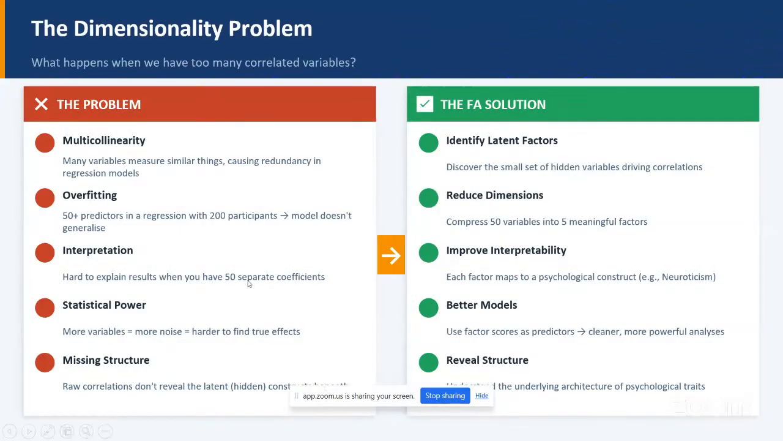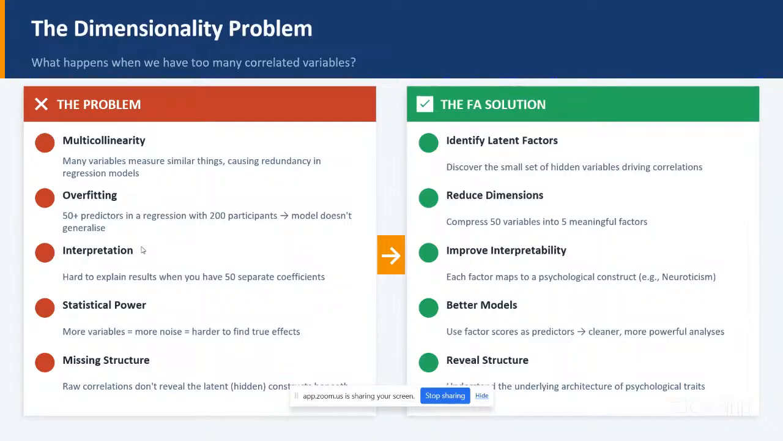So for making those kinds of groups, what can be the problems and what will be the solution we will be getting with factor analysis? So first problem is multicollinearity, that out of those 50 variables, it might happen many variables measure the similar thing. So we will not be able to understand whether they are useful or not. So it can be a problem of multicollinearity.